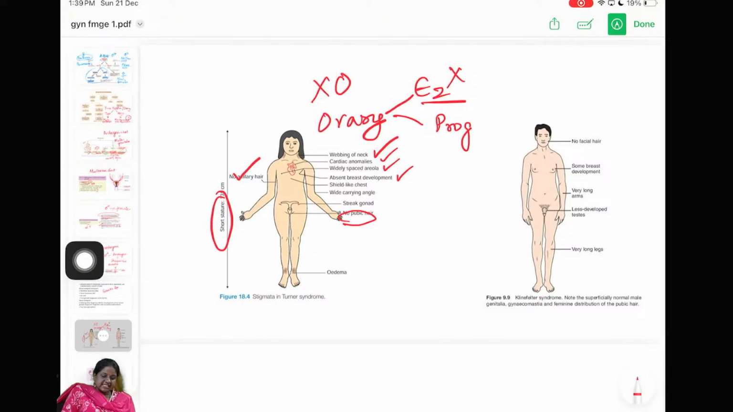And whereas this is Klinefelter's. Klinefelter's is XXY. So they will have extra feminization features. So that is why breast development will be there. Less developed testis. The patient will be tall and looking very handsome because there will be no facial hair. You understand?